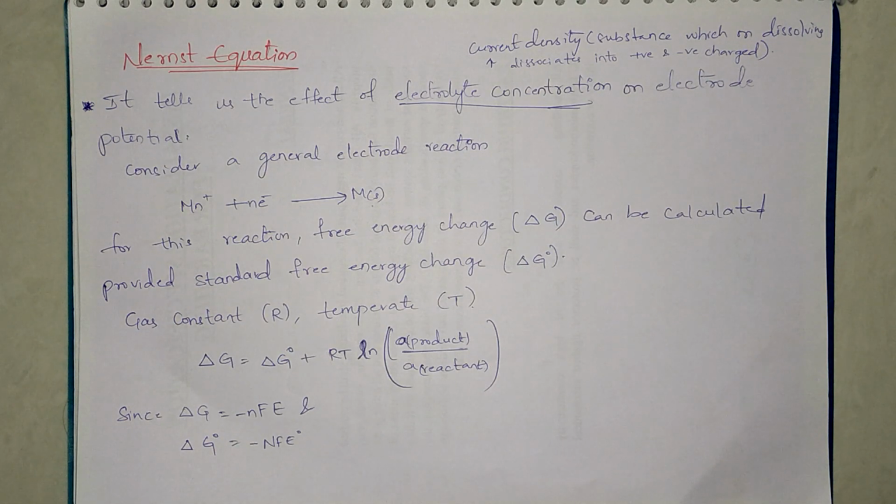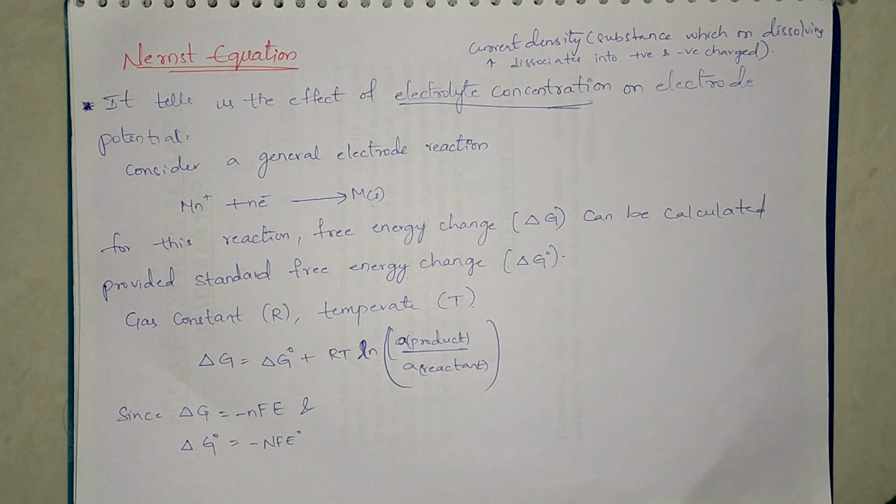Everyone, in today's video we are going to discuss the Nernst equation. The Nernst equation describes the effect of electrolyte concentration on the electrode potential. That means in a galvanic cell we have used ZnSO4 and CuSO4 as electrolytes, right?